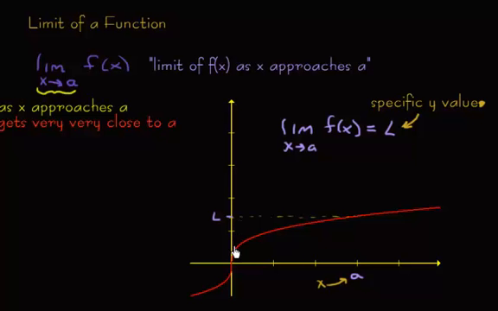Which you can see if you were to follow this graph, as x is moving along the x-axis, right? And you're getting really, really close to x equals a, that the y values are getting really, really close to this y value L. Now that's how we're going to interpret this notation. And this is how we're going to talk about limits of a function. But let's bring out a specific function and look at how it works.